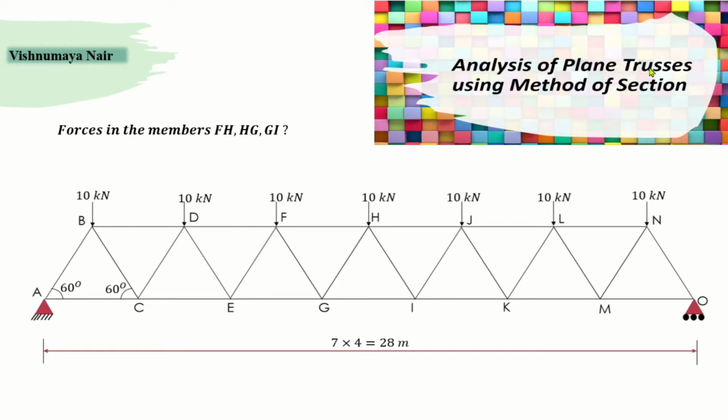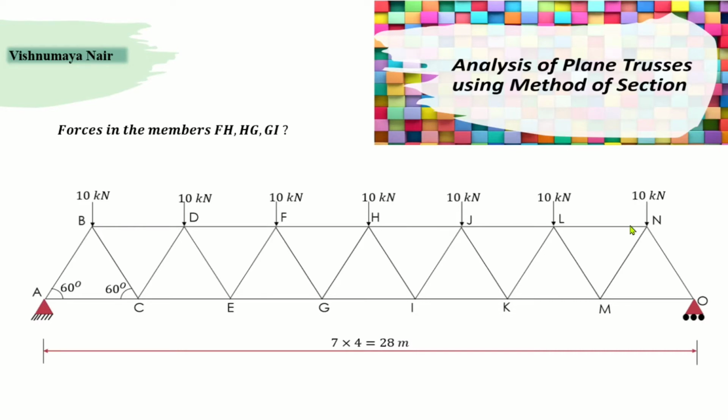trusses. Method of section can also be used in the analysis of large trusses like this, in which forces in only few members are required. Suppose we need to find out the forces in the members FH, HG and GI. Here we only need to find out the forces in these members. Here what we can do is that we can consider a section which passes through these three members. And this section cuts the entire frame into two parts.